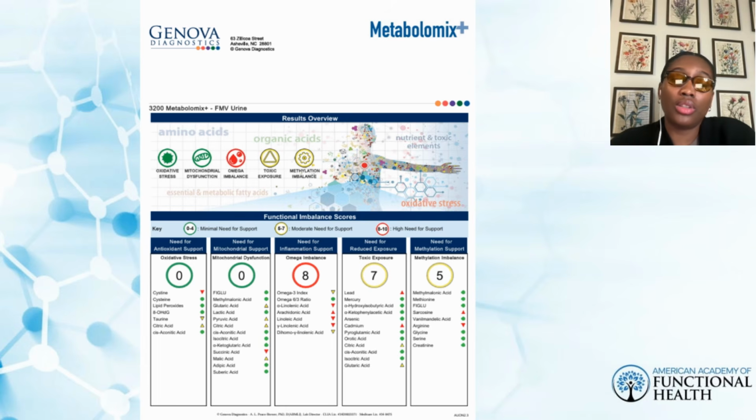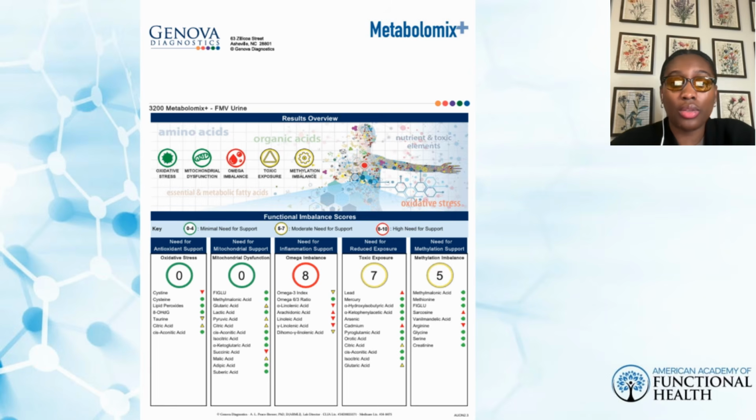So in this section, you can see oxidative stress, that first one on the left, mitochondrial dysfunction, omega imbalance, toxic exposure, methylation imbalance. And like Dr. Tal mentioned, this is not a diagnostic test, but it's just a way to understand what to prioritize clinically for your patients with functional medicine. So in this example specifically, you're going to see that number 8 in the red. So that's letting us know there's a very high need for inflammation support. Whenever something goes 8 to 10, it's typically an alert. This is an area that needs to be supported.